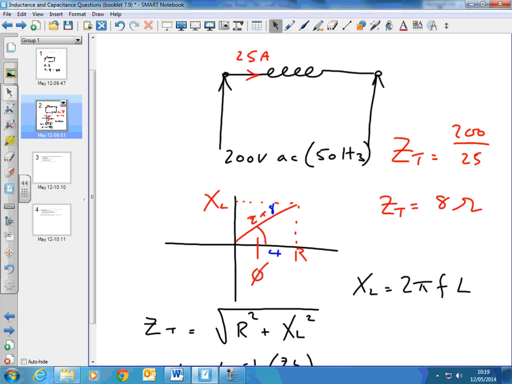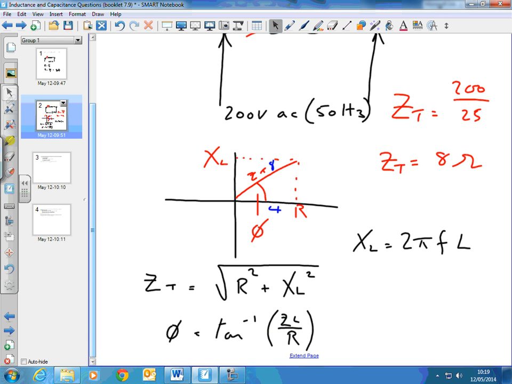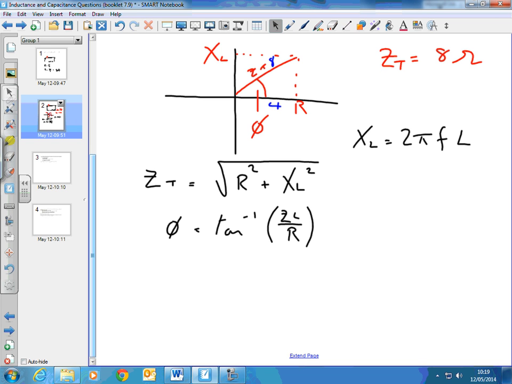So now we can plug these into this formula and work out, by rearranging Pythagoras, what XL is, because we know that this is 4 and this is 8. So see if you can carry on with that. Once we know what this value here is for XL, we can use the tangent there to get the phase angle if we're asked it, which in this case we're not.